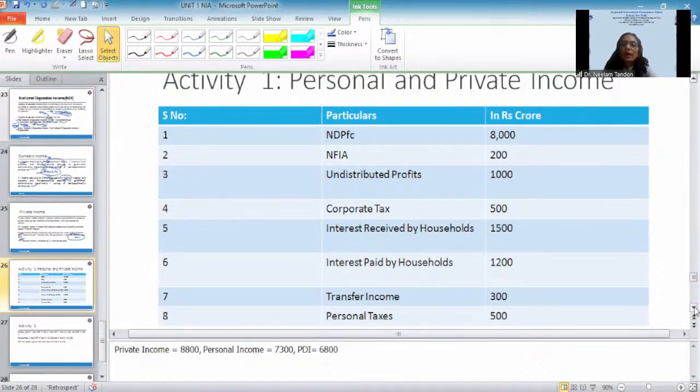Now suppose you have to calculate personal income. Just calculate personal income fast. What will be personal income? How will we calculate it? Please calculate personal income. I'm waiting for all of you to answer this. What are the components of personal income? You have to take NDP given to you.